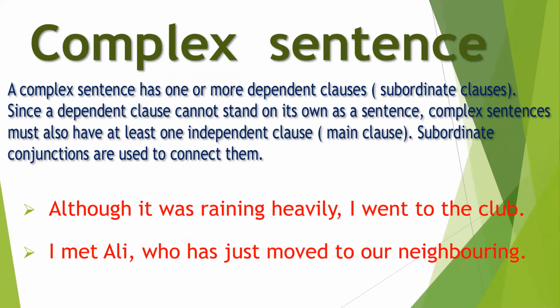I met Ali, who has just moved to our neighborhood. Also, if you could take a look at this example here, it starts with a relative pronoun and not a subordinating conjunction. I met Ali, who has just moved to our neighborhood. Here, who is a relative pronoun, and relative pronoun clauses or relative clauses are also called dependent, like "who has just moved to our neighborhood." This is a dependent clause. And actually, there isn't supposed to be a comma here. I met Ali who has just moved to our neighborhood.